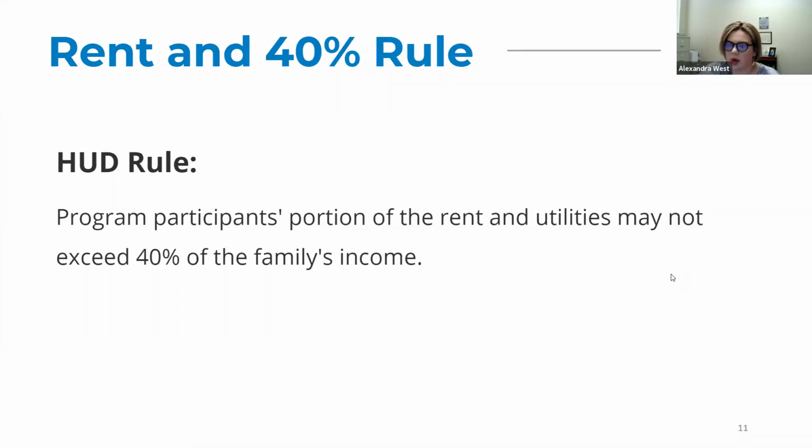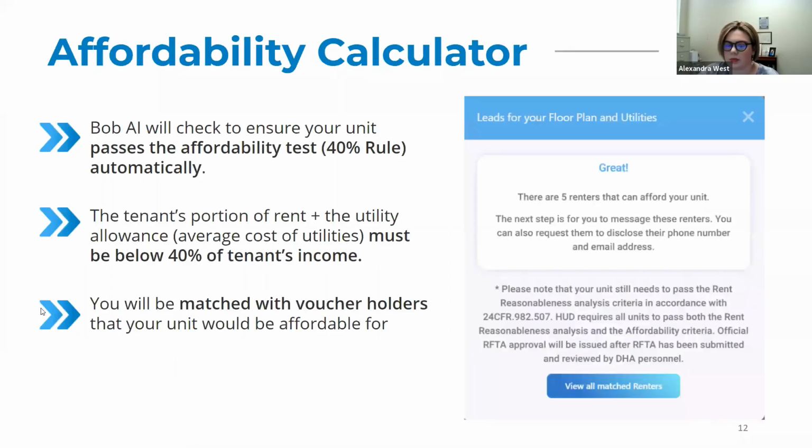The 40% rule is put in place by the Department of Housing and Urban Development, which we call HUD. And that essentially is that the tenant's portion of the rent and utilities cannot exceed 40% of their household adjusted monthly income. Bob.ai automatically checks the affordability of the tenant. Much like the video stated, it will inform you of tenants that are currently voucher holders that can afford your unit.